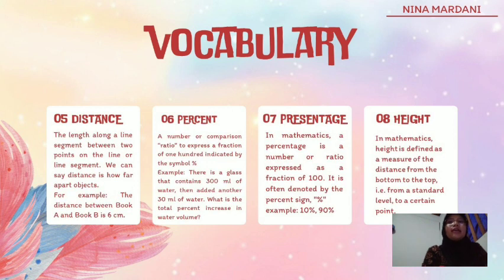Distance. The length along a line segment between 2 points on the line or line segment. We can say distance is how far apart objects are. For example, the distance between book A and book B is 6 centimeters.